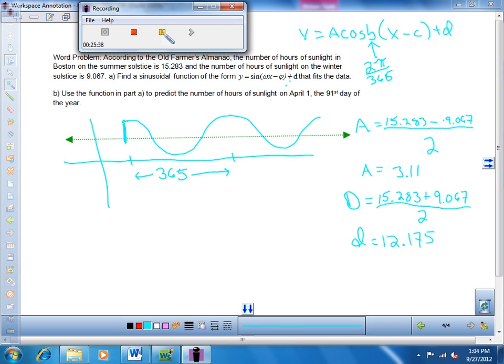Let me think. We determined by adding up all the days before June 21st, which is summer solstice, that there's 172 days. The longest day of the year, or the shortest day of the year, isn't at January 1st, it's December. So the summer solstice is the 172nd day of the year, right? So that's your horizontal shift.